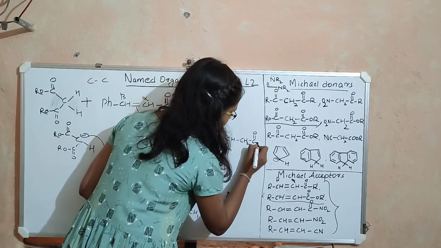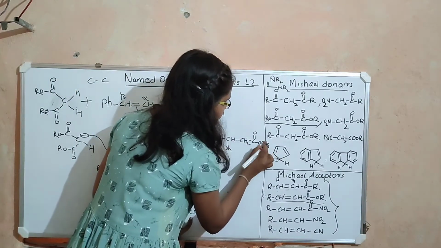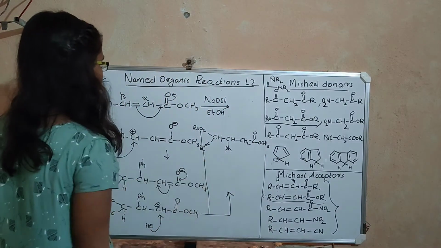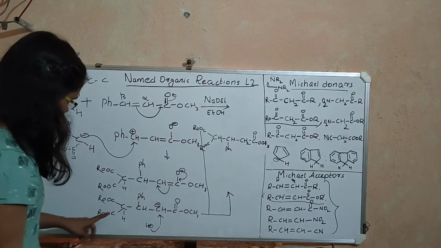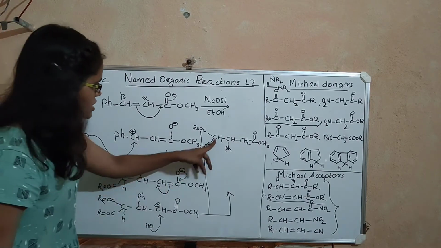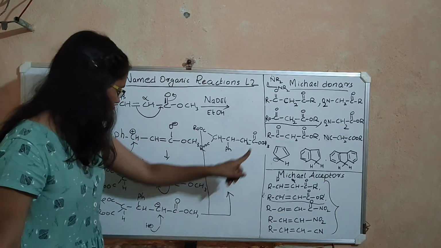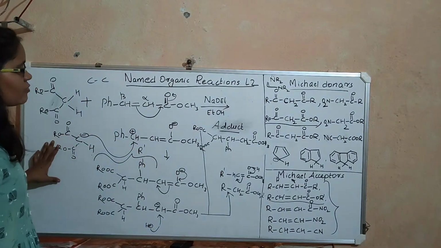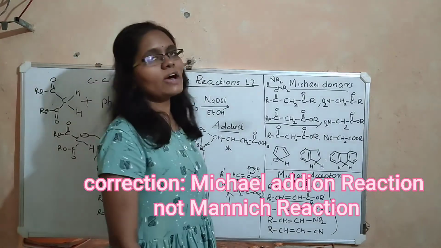C double bond O, OCH3. So this is the product we get. Okay. Let me check if everything is fine. You have C, C double bond O, CH, CH, PH, CH2, C double bond O, CH3. Okay. So this is the mechanism of Michael reaction, and this one is the adduct or product form. Hope you have understood this.